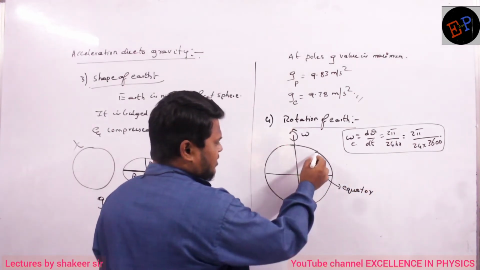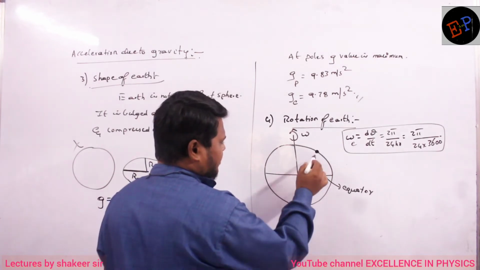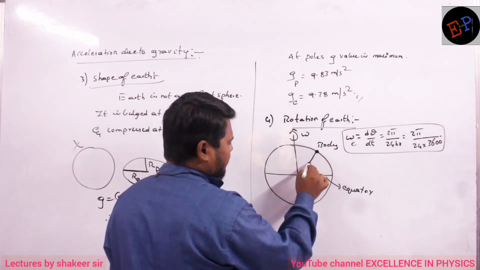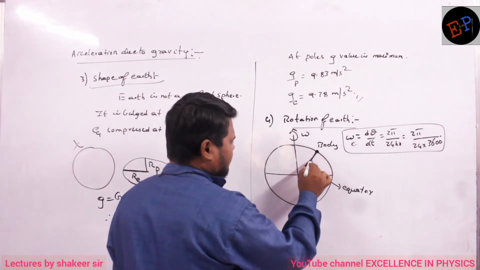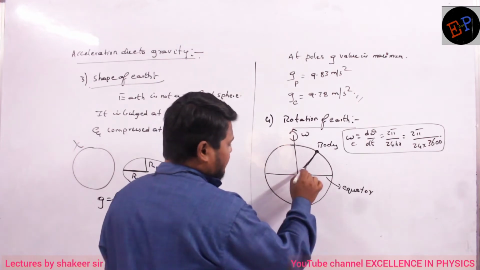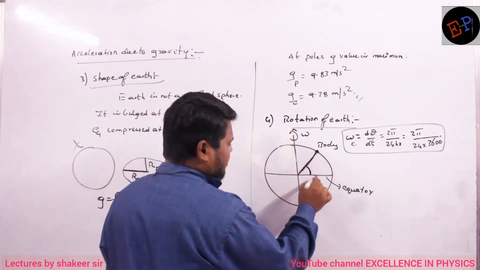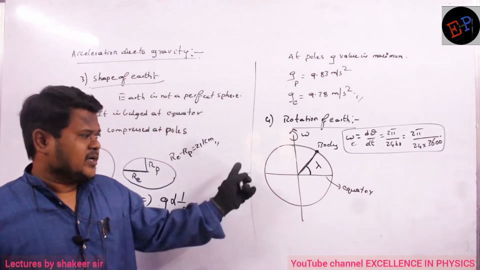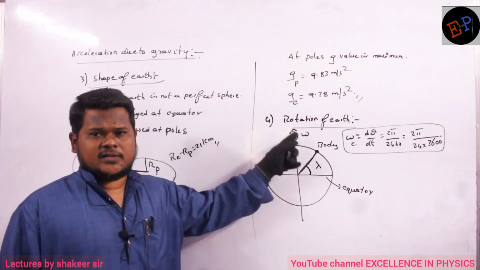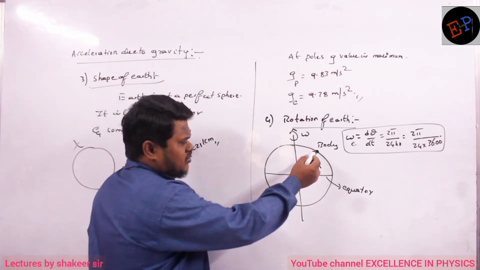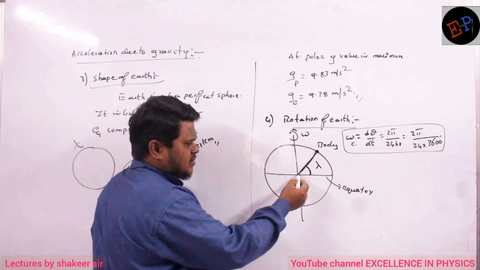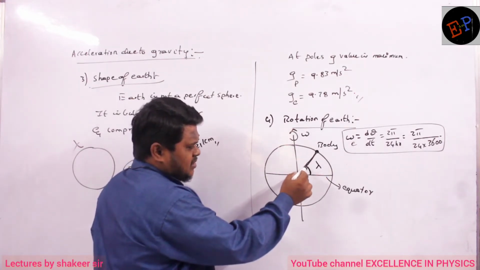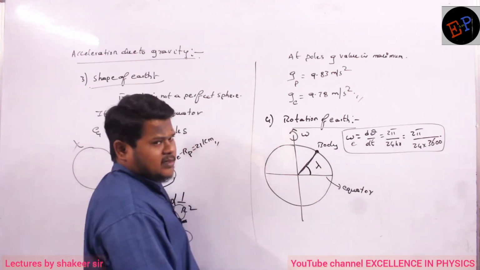Now here there is one body, and from this body if you draw a line to the center of Earth, then this body is making how much angle with respect to the equator? That angle is lambda. If you take any place or any body on the surface of Earth, and draw a straight line to the center, where the axis and equator are present, then this line makes an angle of lambda.